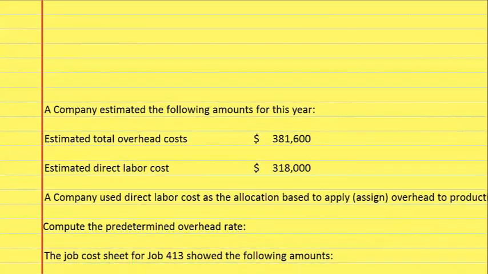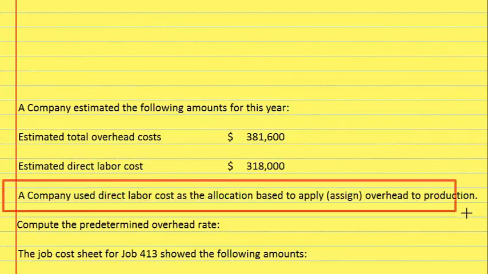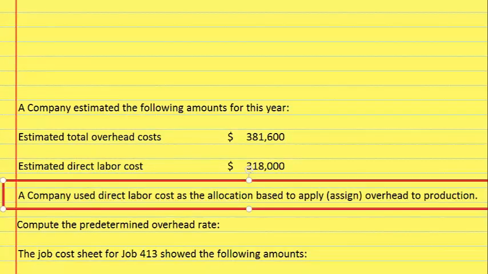So let's take a look at this little problem. A company estimates the following amounts for the year. Estimated overhead cost is $381,600 and estimated direct labor cost is $318,000, and the company uses direct labor to allocate overhead. So why don't you compute the predetermined overhead rate?